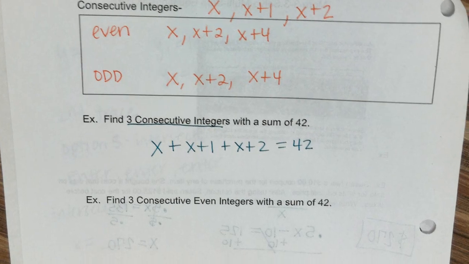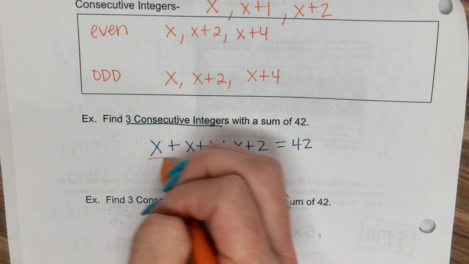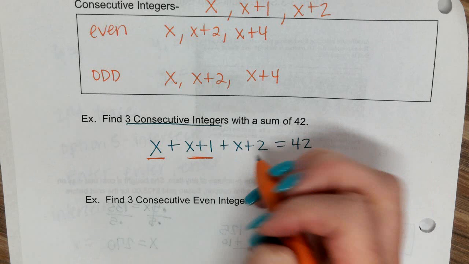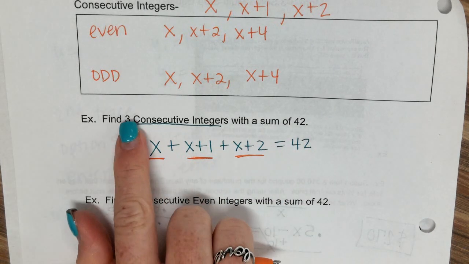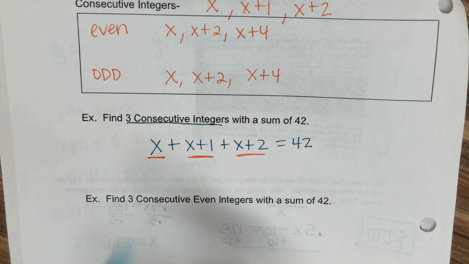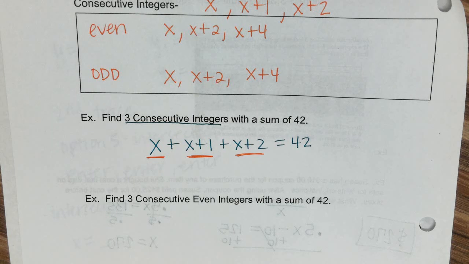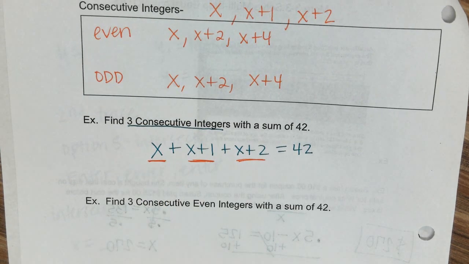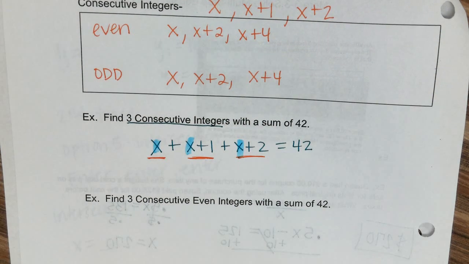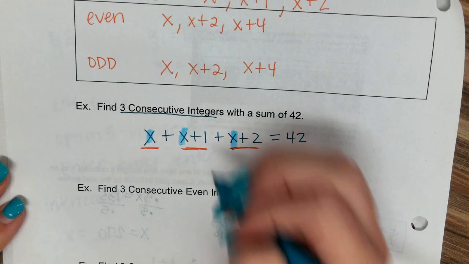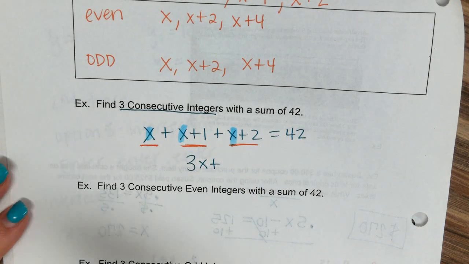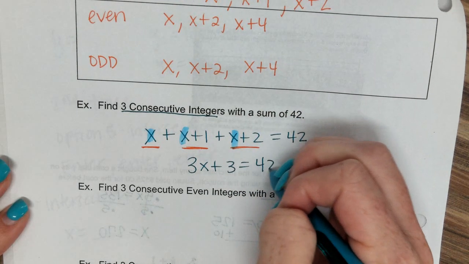Now, if you're confused, let me explain. This represents the first integer, this represents the second, and this represents the third. And we're looking for 3 consecutive integers. Make sense? So now I would just solve this as an equation. What can I combine here? I can combine this x with this x plus this x. What's x plus x plus x? 3x. Plus, can I combine those numbers? 1 plus 2 is 3, and that adds up to equal 42.